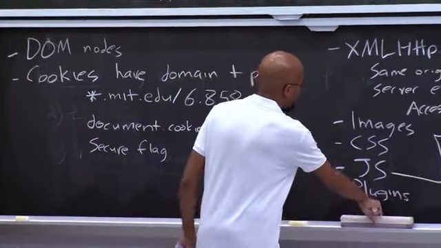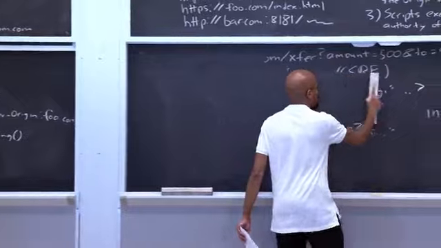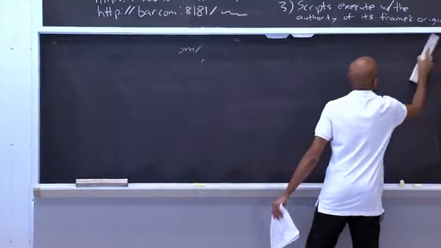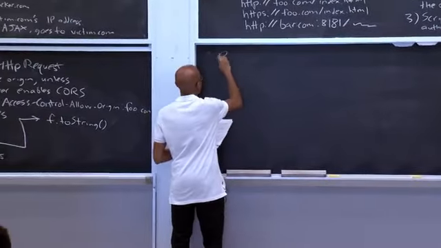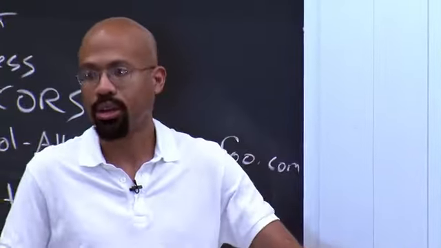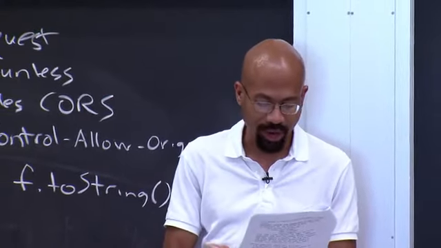OK, so here is a fun attack. We've talked about a lot of resources that the same origin policy protects. So what about pixels? How does the same origin policy protect pixels? Well, as it turns out, pixels don't really have an origin. Each frame gets its own little bounding box, just a square, basically. And a frame can draw wherever it wants on that square, right?